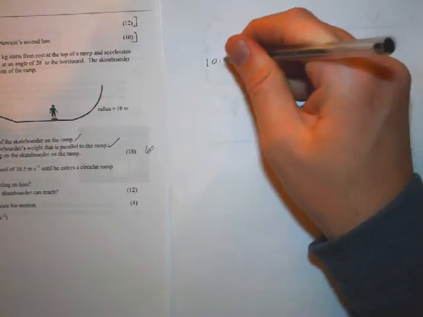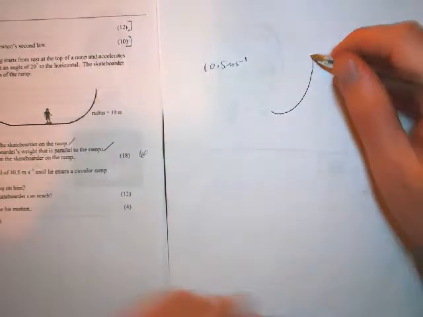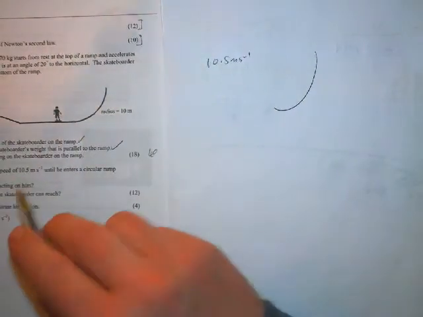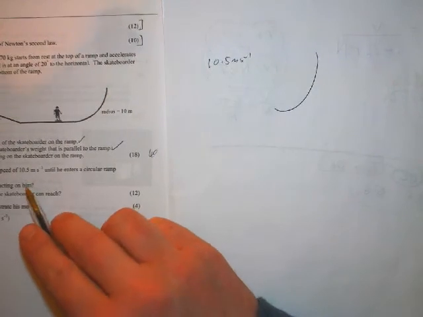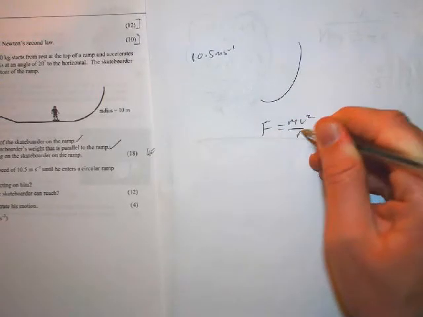Alright, we have the skateboarder then maintains a speed of 10.5 meters per second until he encounters a circular ramp. Why am I drawing this when it's literally there? First off, what is the initial centripetal force acting on him?